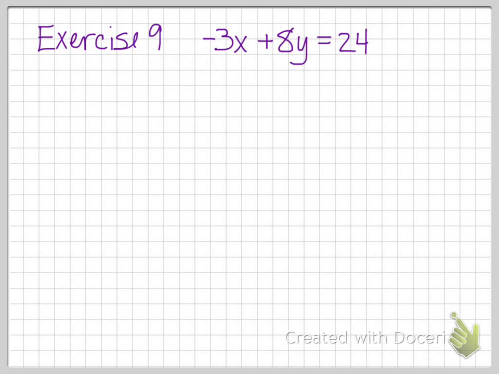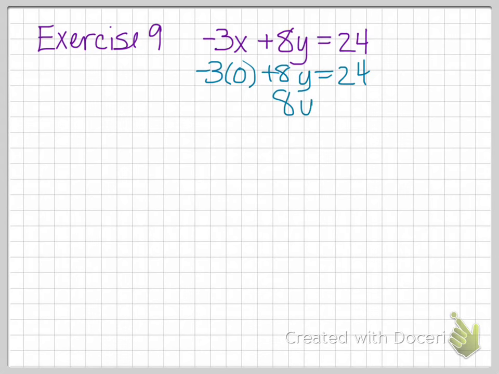Okay, so for this first one, if we set x equal to 0, we would have negative 3 times 0 plus 8y is equal to 24. So that simplifies to 8y is 24. Dividing by 8, we see that y is equal to 3. So the point x equals 0, y equals 3 is a solution to that equation.